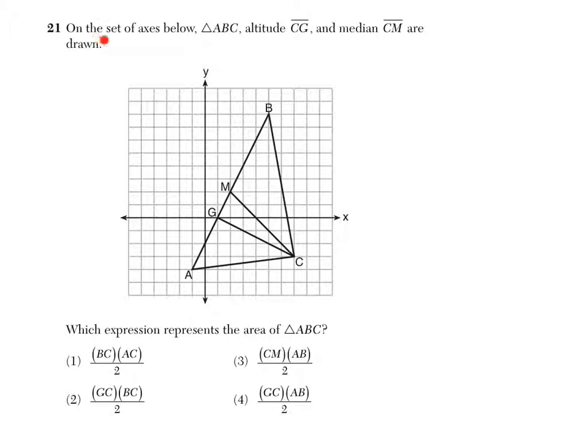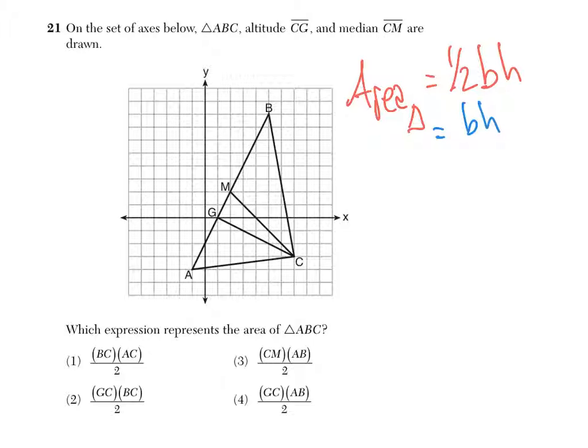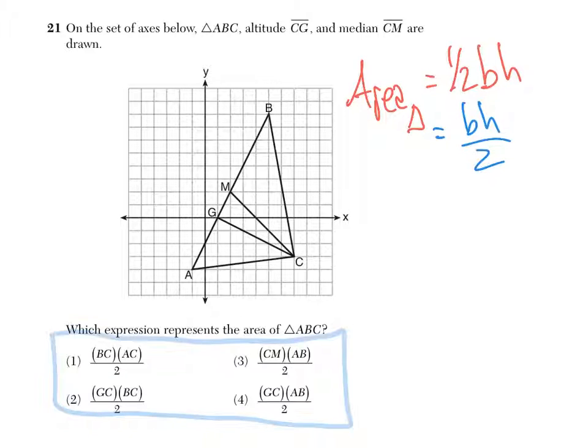Question 21 says, on the set of axes below, triangle ABC, altitude CG, and median CM are drawn. Which expression represents the area of triangle ABC? Well, if we're talking about the area of a triangle, I remember that the formula is 1/2 base times height, which can also be expressed as base times height divided by 2. And when we look at our options down here, I can see that this is how we're going to be expressing the area of a triangle.